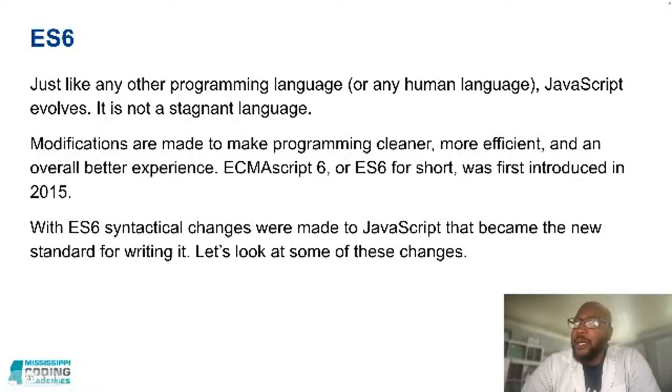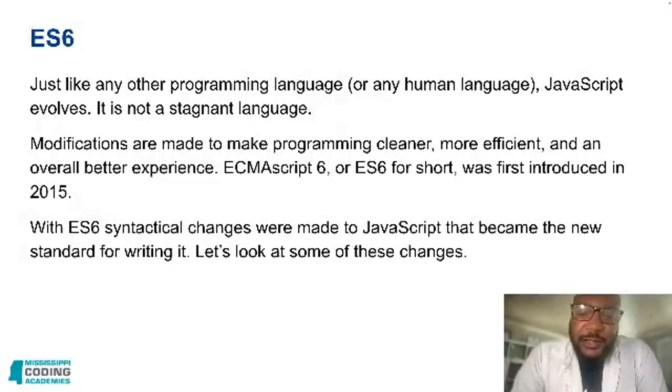You can see here, just like any other programming language or any human language for that matter, JavaScript evolves. It's not a stagnant language. Modifications are made to make programming cleaner, more efficient, and an overall better experience. ECMAScript 6, or ES6 for short, was first introduced in 2015. With ES6, syntactical changes were made to JavaScript that became the new standard for writing it. Let's look at some of these changes.